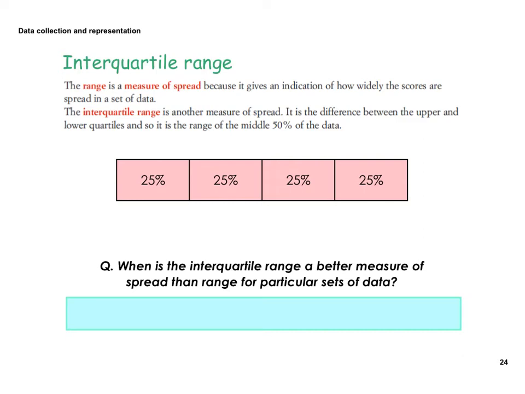Okay, next lesson. Today we're looking at interquartile range. The range is a measure of spread because it gives an indication of how widely the scores are spread in a set of data. The interquartile range, however, is another measure of spread. It is the difference between the upper and lower quartiles, and so is the range of the middle 50% of the data. So if we have a set of data, obviously the whole thing must be 100%. So if we have quartiles, as in 4 parts, obviously each part is 25%.